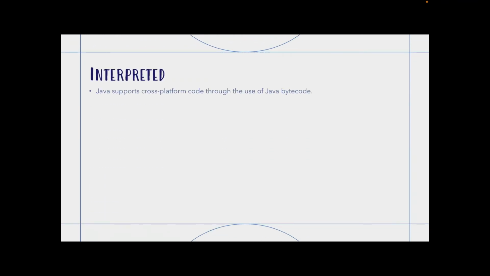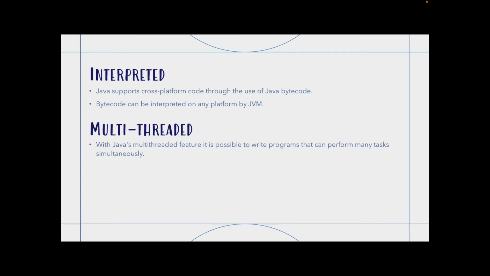Interpreted. Java supports cross-platform code through the use of Java bytecode. Bytecode can be interpreted on any platform by the Java virtual machine. Multi-threaded. With Java's multi-threaded feature, it is possible to write programs that can perform many tasks simultaneously. This design feature allows the developers to construct interactive applications that can run smoothly.